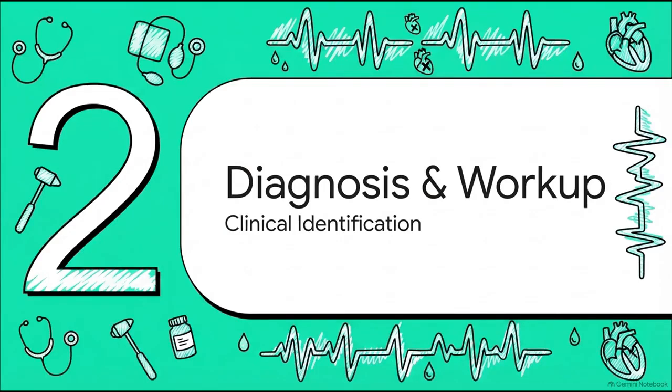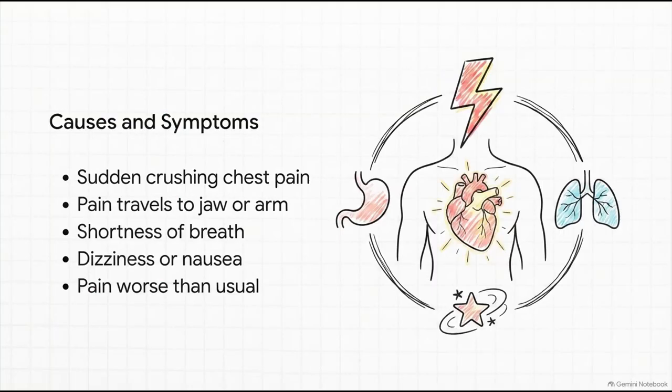Moving on to Section 2. Diagnosis and clinical workup, real-time identification. It all starts with the patient's symptoms. Usually, they present with sudden, crushing chest pain that often travels right up into the jaw or down the left arm. They might be dealing with shortness of breath, dizziness, nausea, or vomiting. Or maybe they have known heart disease, but the pain is suddenly way worse than usual. Recognizing these severe warning signs is the crucial first step that kicks off the clinical workup.